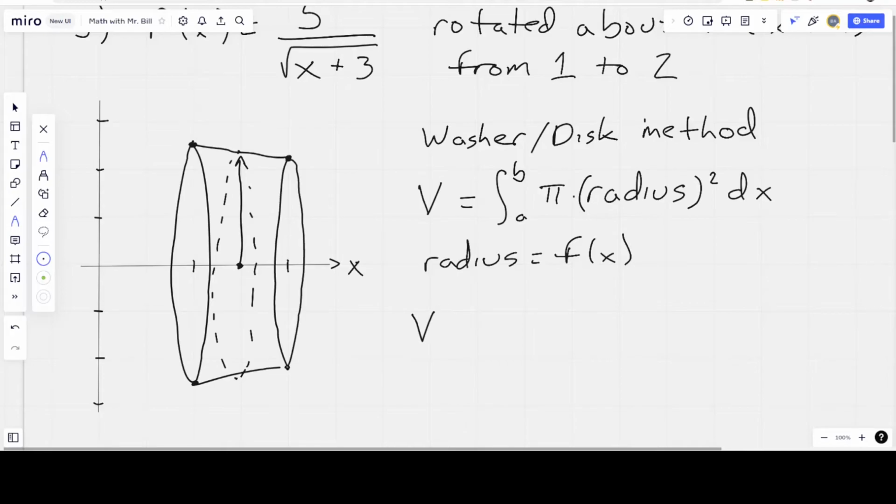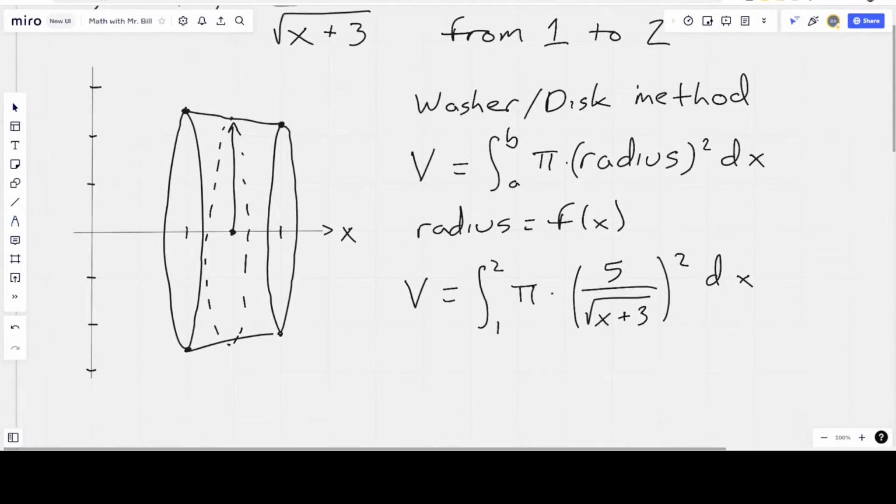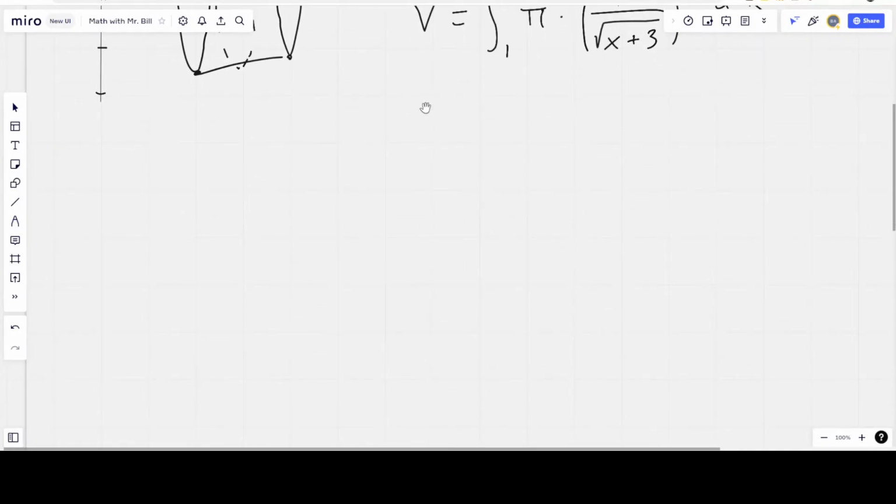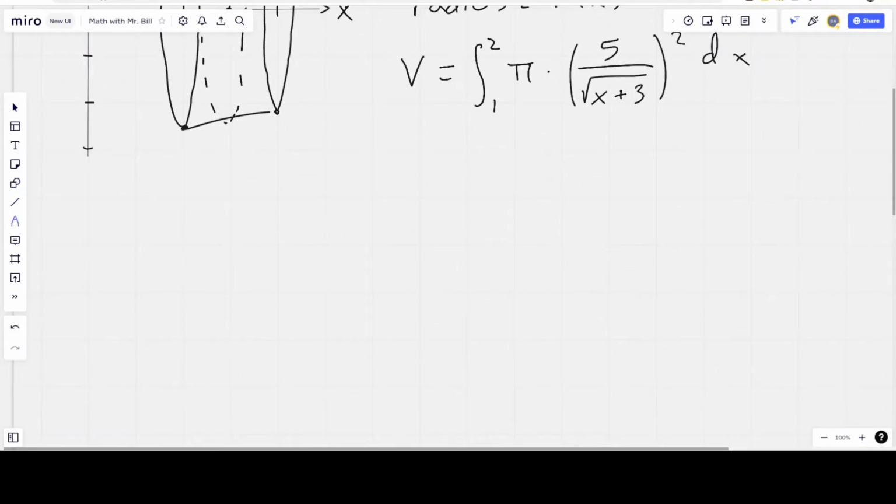So we have the volume is equal to the integral from the left side, 1 to 2, of pi times our radius, which is our function, 5 over the square root of x plus 3, squared, dx. So now we just need to integrate that. We don't have to worry too much about the drawing now. We've got all that, and we just need to work through the integration. So let's start cleaning this up a bit.